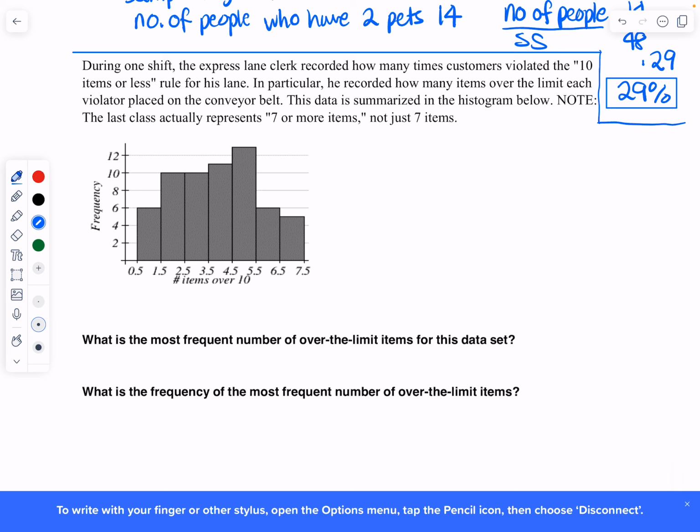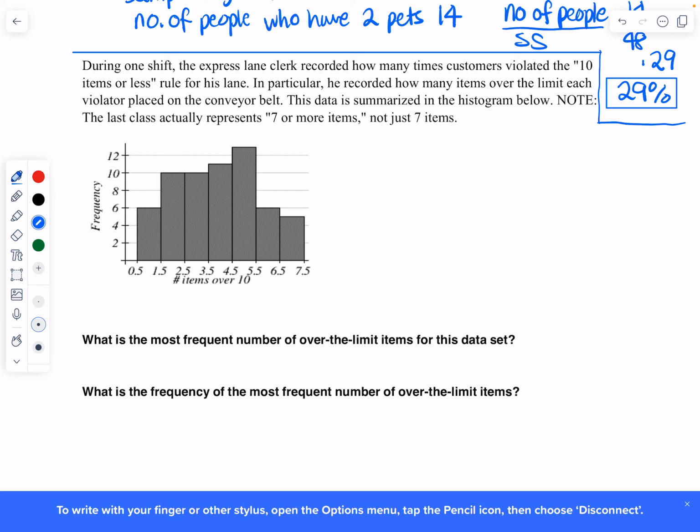During one shift, the express lane clerk recorded how many times customers violated the 10 items or less rule for his lane. In particular, he recorded how many times over the limit each violator placed on the conveyor belt. This data is summarized in the histogram below. Note, the last class actually reported 7 or more items, not just 7. Okay, so the first question they ask you, what is the most frequent number of over the items for this data set?